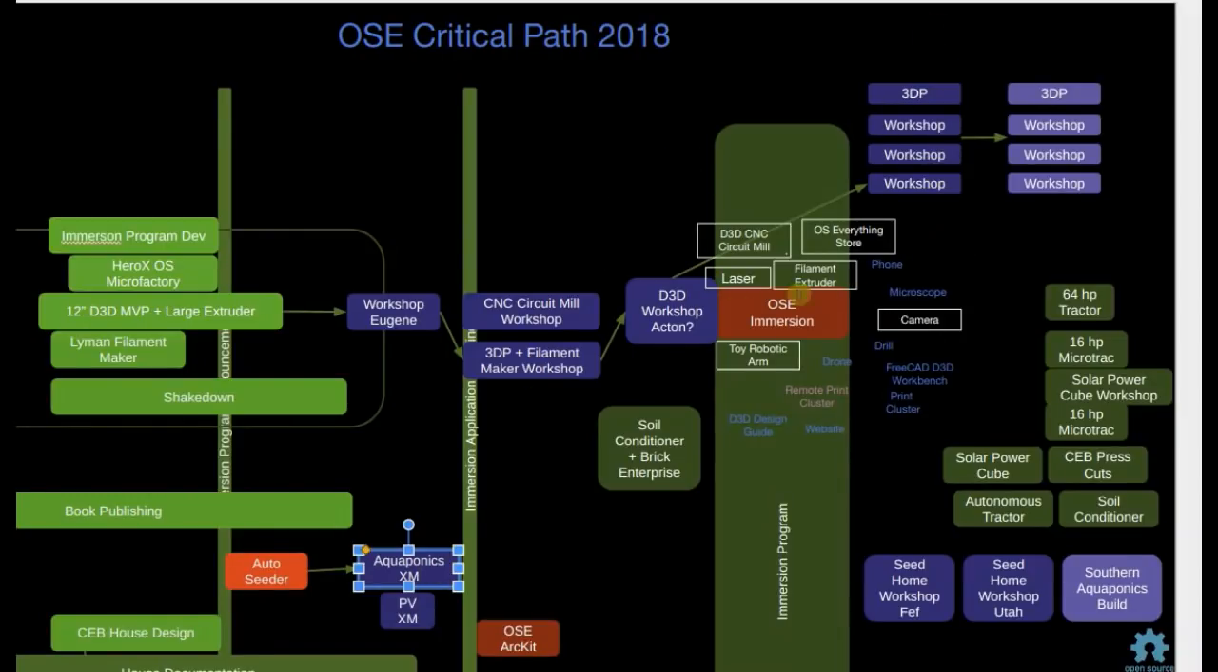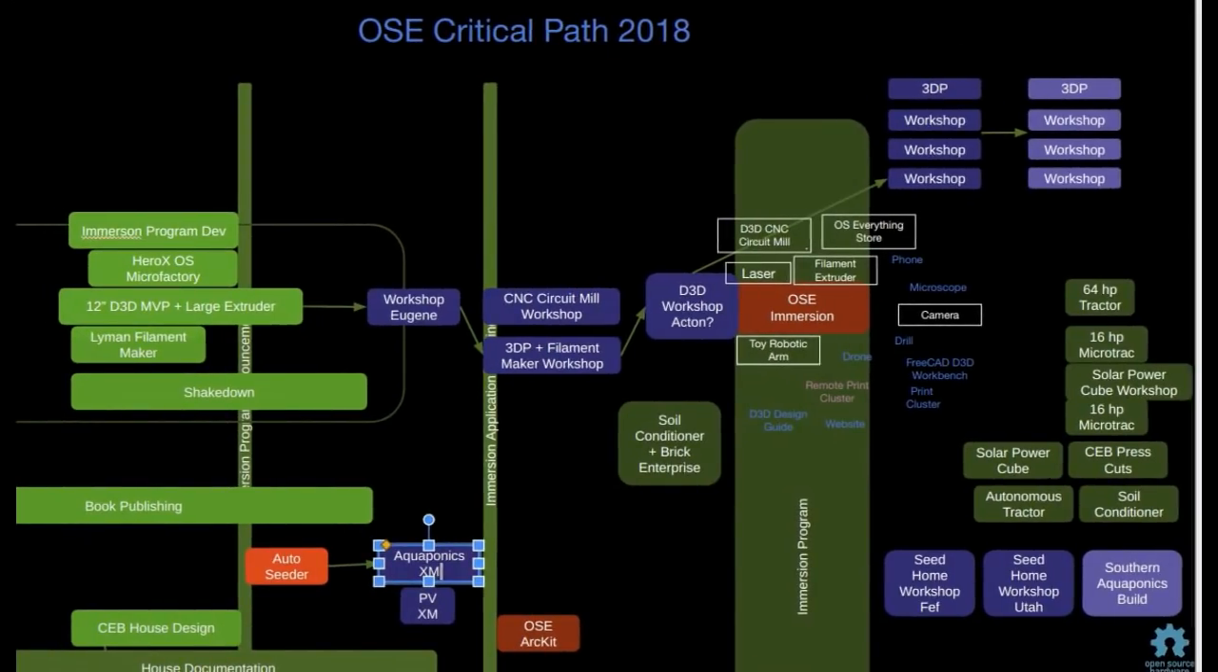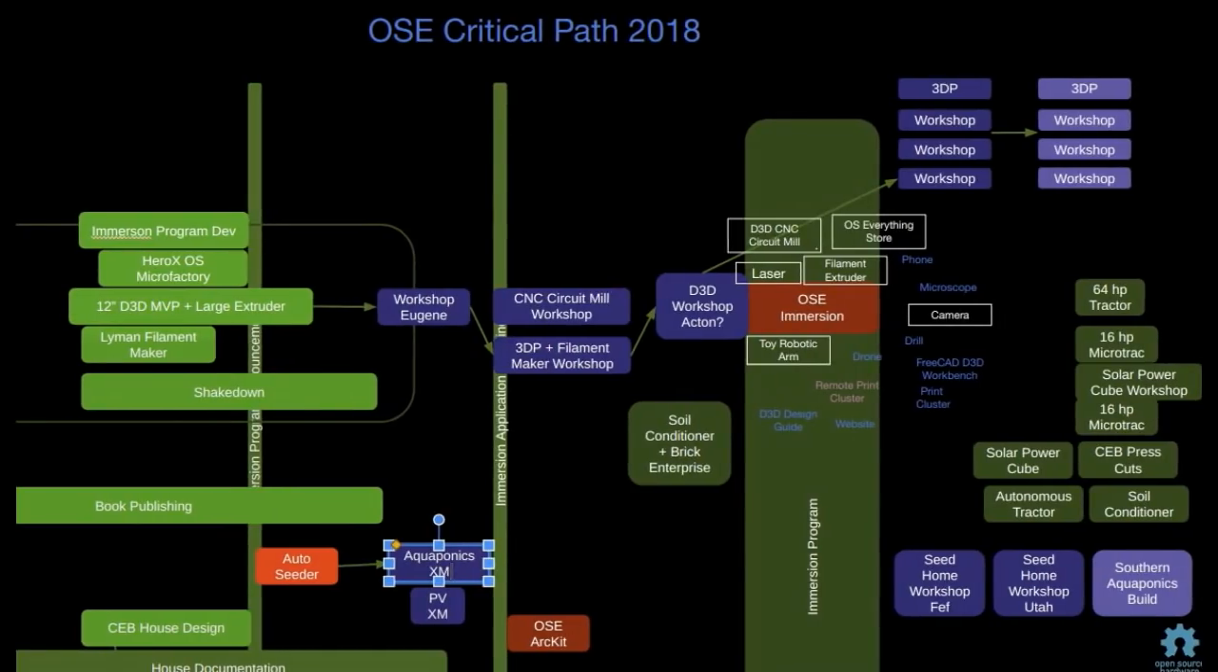And the idea is, after the immersion in September, just start running 3D printer workshops all over the place. So the people that graduate would be able to run those workshops, and we'd like to contract with our graduates to collaborate with us for future workshops. That's the point, to actually get regular workshops as a way to fund the OSE development, where people can start doing that as their livelihood.